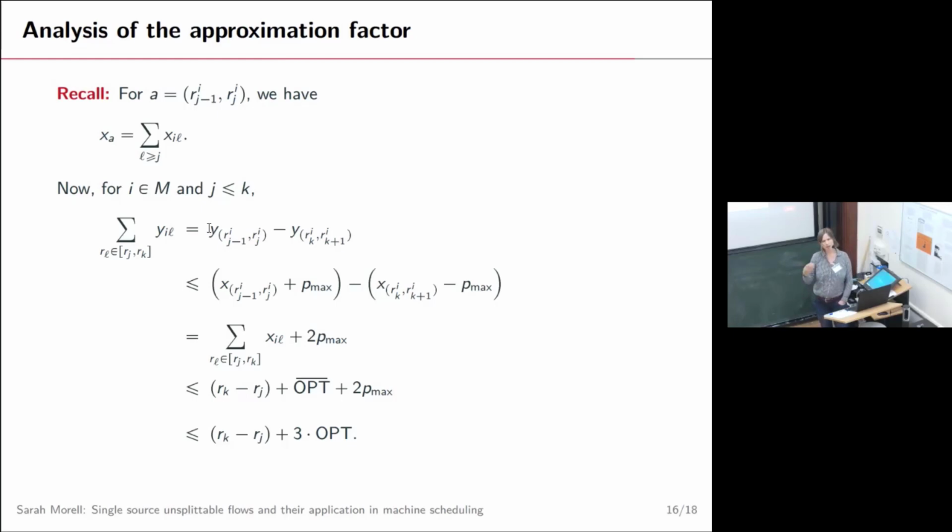And if you recall the constraints we've been having, this actually means that the total size of flows that have been assigned to a machine within this interval T2, T prime, all this total size is done by RK minus RJ plus 3 times the optimal value. So we have a 3 approximation here. I hope you're still following.